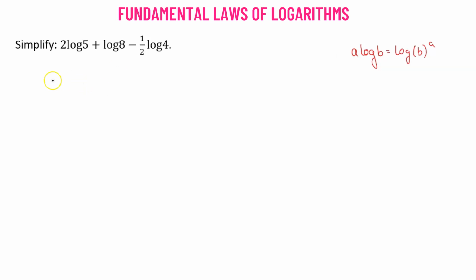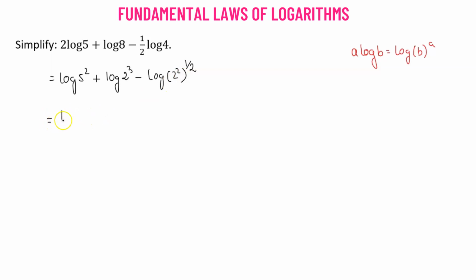So for the first term, we have 2 log of 5. So that means we can take 2 and raise it as the exponent or the power of 5. Plus log of 8. So 8 will be 2 cubed, means the same thing. Minus log of 4. So 4 will be 2 squared raised to the power of 1 over 2.